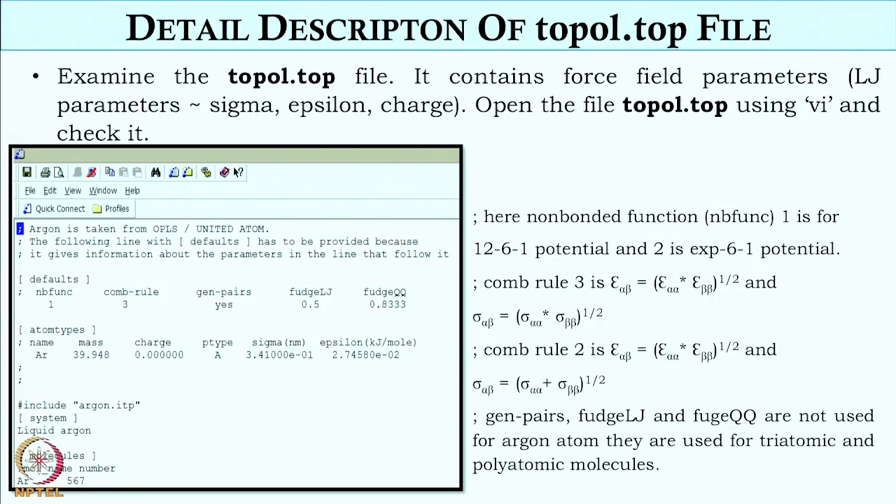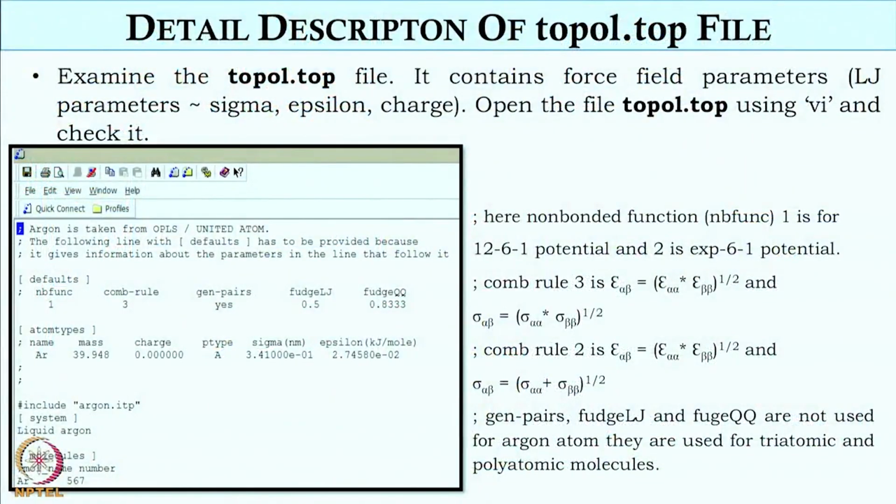Then we have atom types. In atom types, we have to define the name of the atom, like here it is argon. Then we have to define the mass of the argon atom. Then the charge is 0. Then there is the p type, that is pair types. Then there is sigma and epsilon. Sigma is the distance, so it is in nanometer. And epsilon is the energy, that is the depth of the potential well. It is in kilojoules per mole. We get the values of sigma, epsilon and charge from the ffbonded and ffnonbonded .itp files, which are in the OPLS directory.